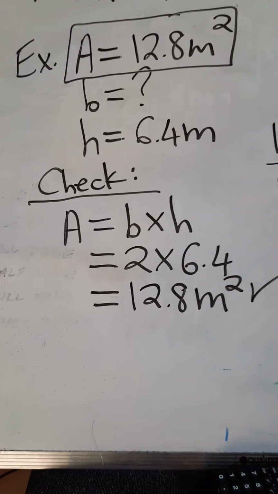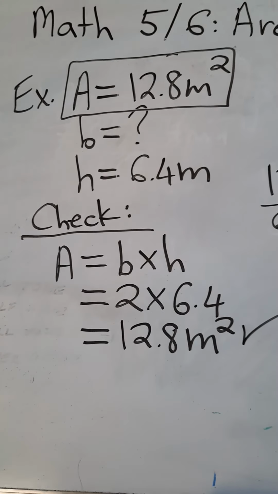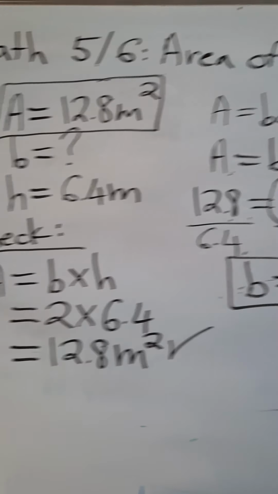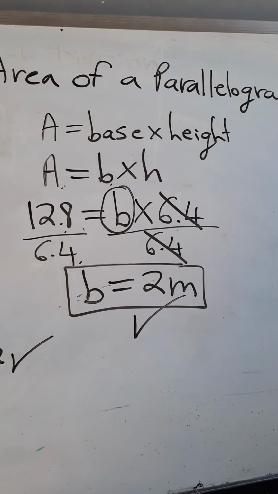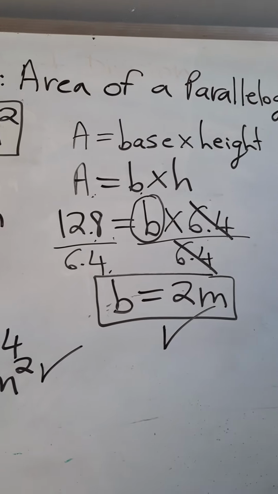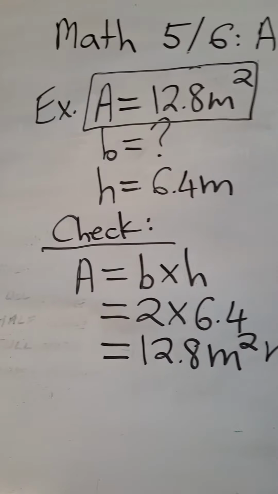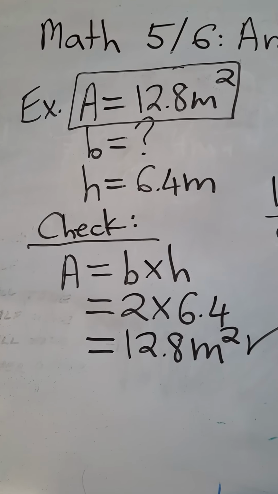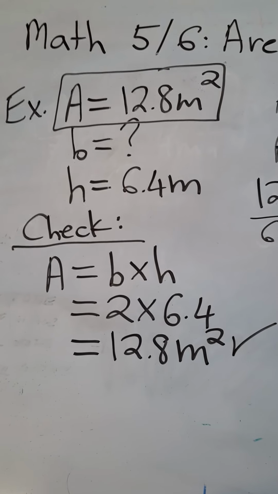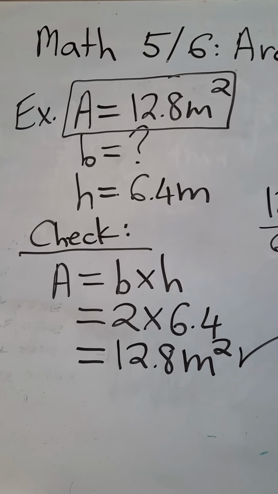I checked my answer, and I know with 100% certainty that I have the right answer here, okay, with the 2 meters. All right, so that looks good, okay? So make sure you're always checking all of your answers, and you have that 100% certainty that you have the correct answer, especially on a test or a quiz. All right? All right, so that looks good.